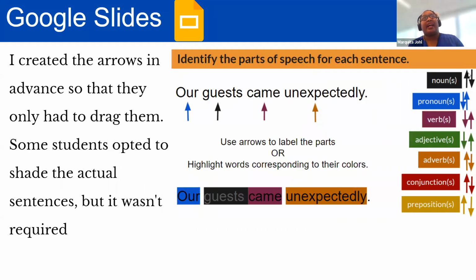Another thing I did in academic English, I gave them choices. They could either use the arrows, so I would put a few arrows over here and they literally click and drag, or if the students were a little bit more advanced or wanted to be a little bit fancier, they could also opt to highlight according to the colors on the right, but it was not required.